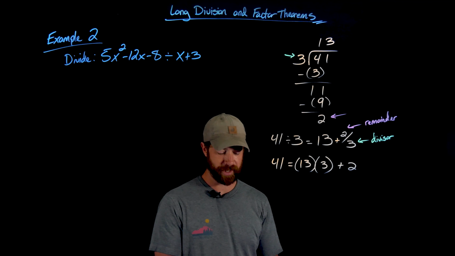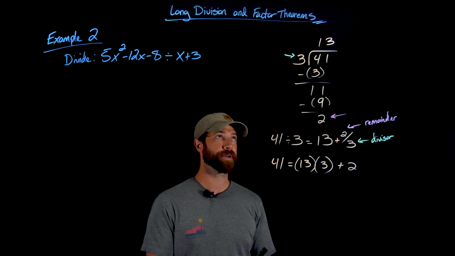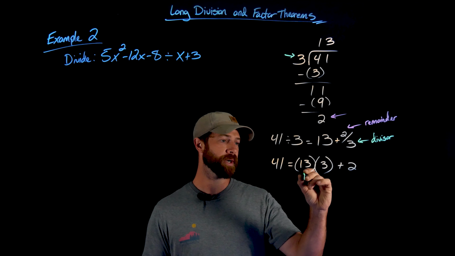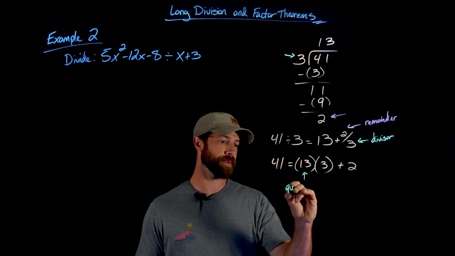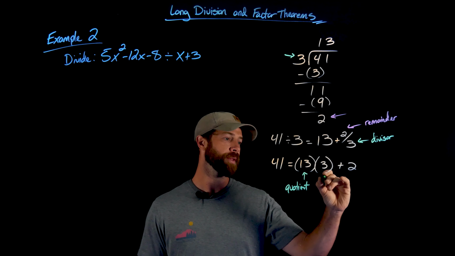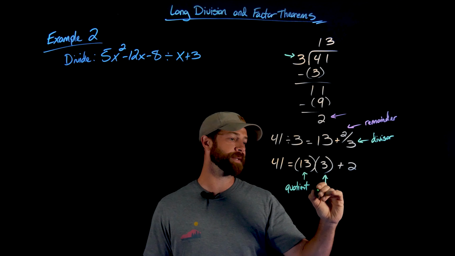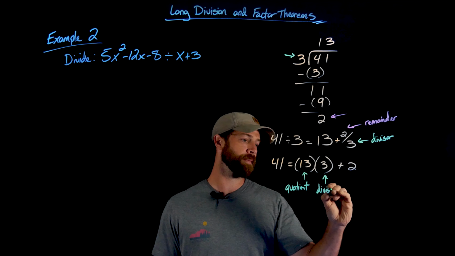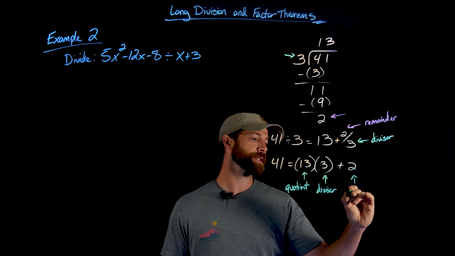But importantly here, when I have this 13, we call this the quotient. This is the result of the division. The 3 played the role of the divisor, and the 2 is the remainder.